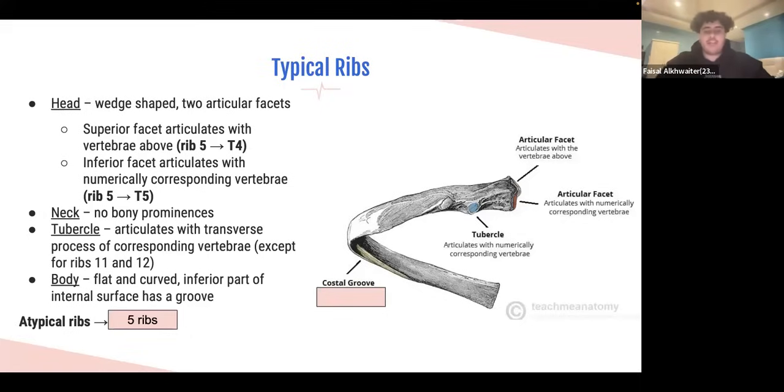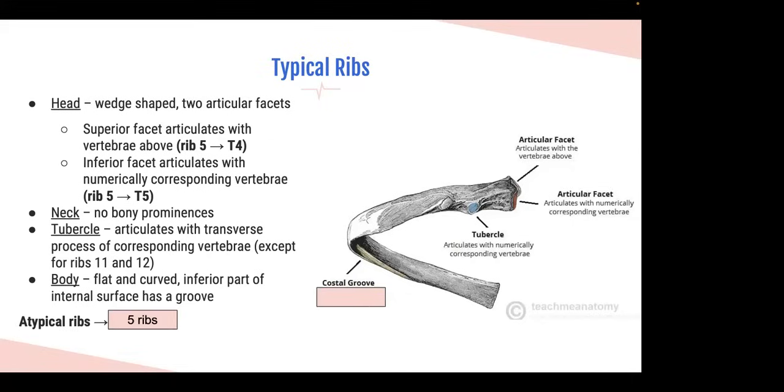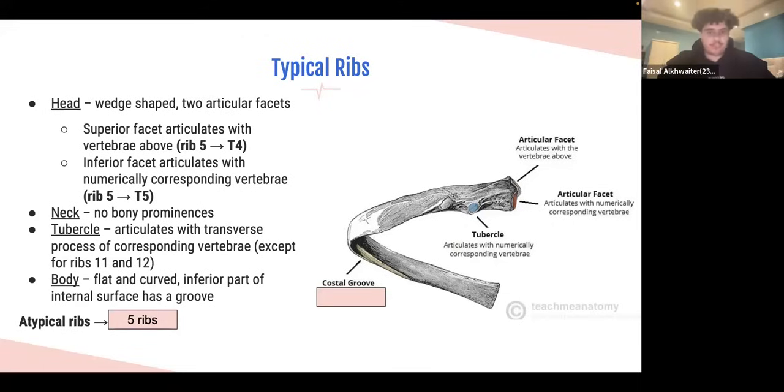And then the body is flattened, and we have a significant structure called the costal groove. Does anyone know what is the significance of this groove? It houses the intercostal arteries, veins, and nerves. Yes, the neurovascular bundle. So the intercostal vein, artery, and nerve. Thank you. And then you've got our 5 atypical ribs, which are the 1st, 2nd, and 10 through 12.